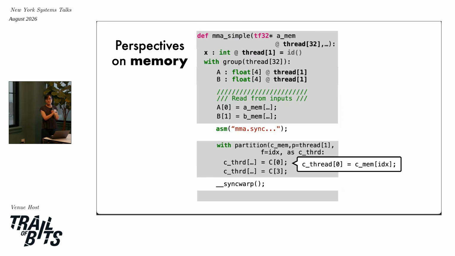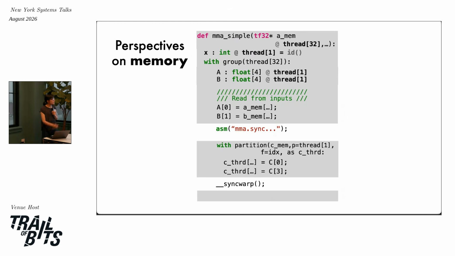After the partition scope is done, we're going to synchronize so that everybody sort of agrees on the same state of cmem. And then outside the partition scope, you can no longer refer to cthread. So that's just, again, going to be a compile time error. You're back to cmem being at the perspective we started out with.